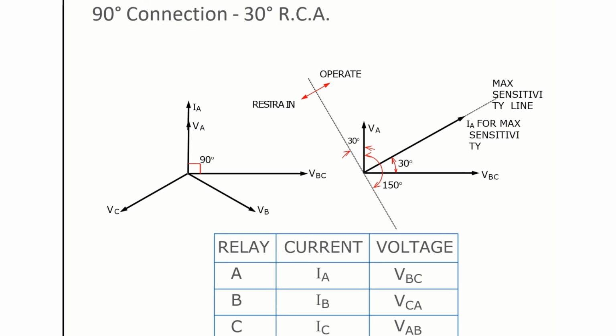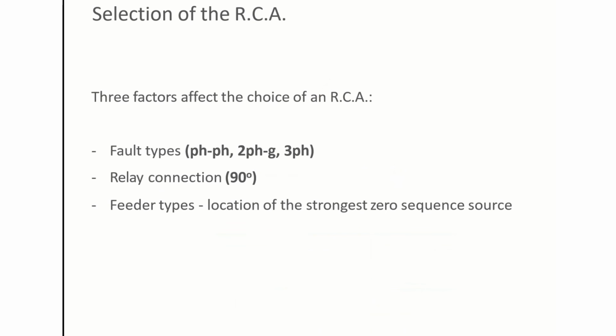So with respect to A phase, if the fault comes and the current direction, or the current with respect to voltage, is from plus 30 to minus 150 degree, the relay will treat it as a forward fault and relay will operate.